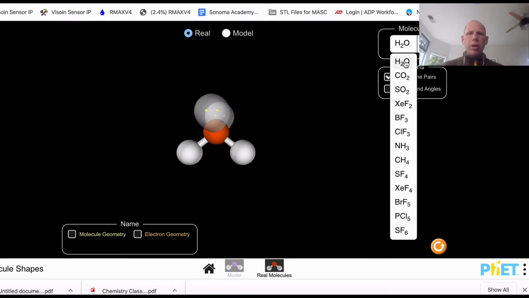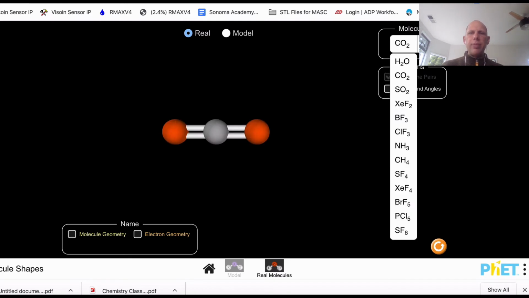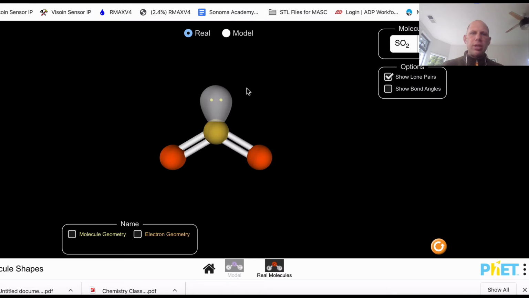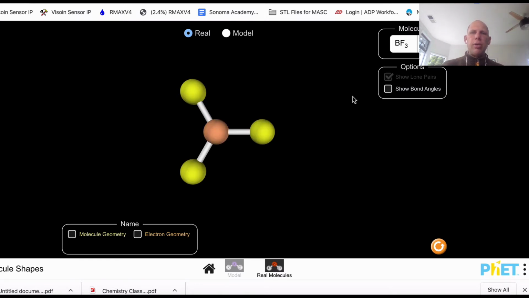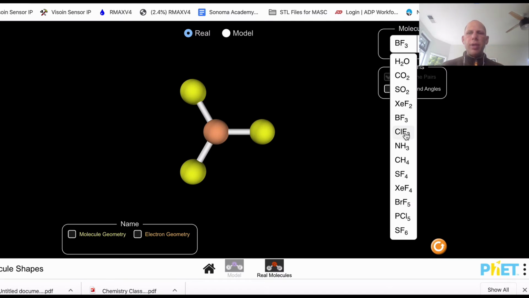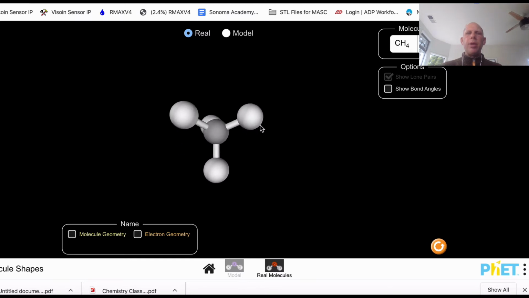There we have H2O. Notice that those lone pairs are pushing the bond down. CO2, there's no lone pairs on that central atom. SO2, there is a lone pair on the central atom. BF3, no lone pair, stretching it out. CH4, no lone pair. So we got a lot of things going on here. But the central premise of this all is that the bonds want to get as far away from each other as possible, and the lone pairs want to get as far away from the bonds as possible.